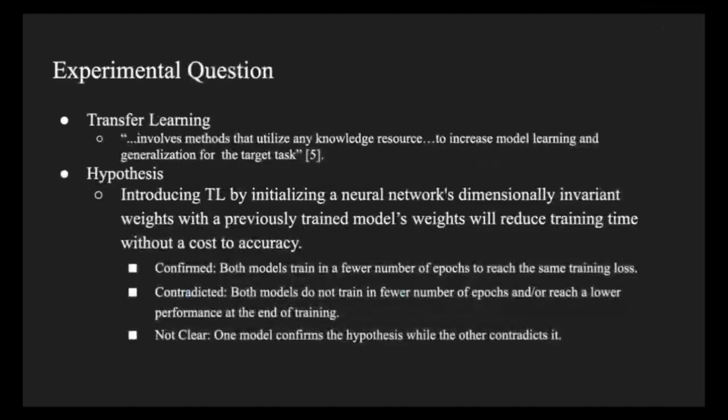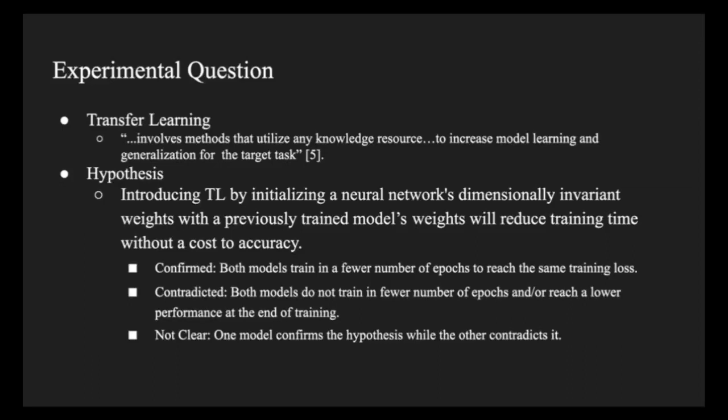So from that, we got this idea of transfer learning. Since this model is much more accurate than previous models, we wanted to know, could we make it even faster than it already was and improve on it some more? Transfer learning is the idea of utilizing any knowledge resource to increase model learning and generalization for target tasks.